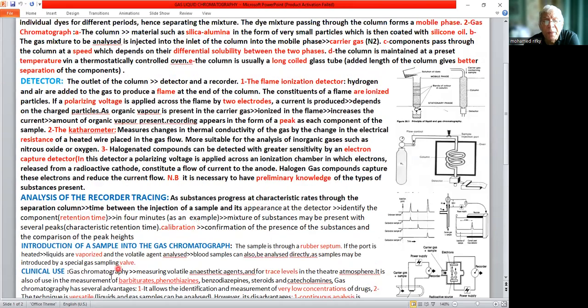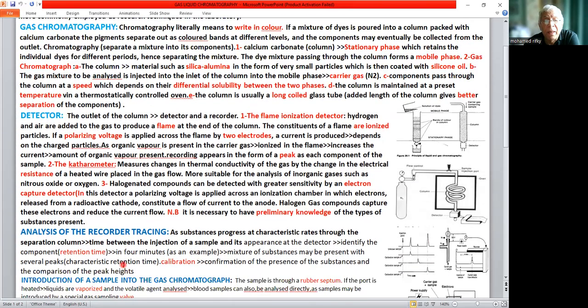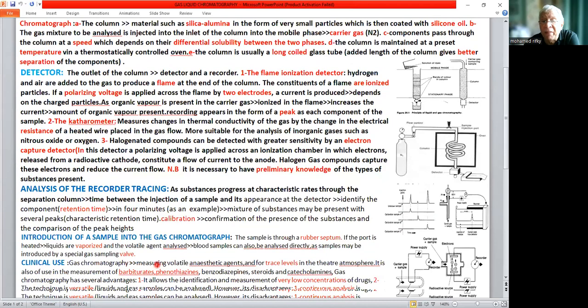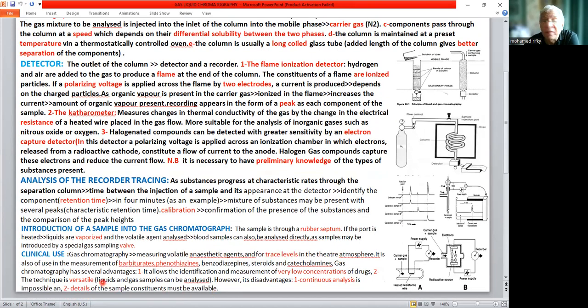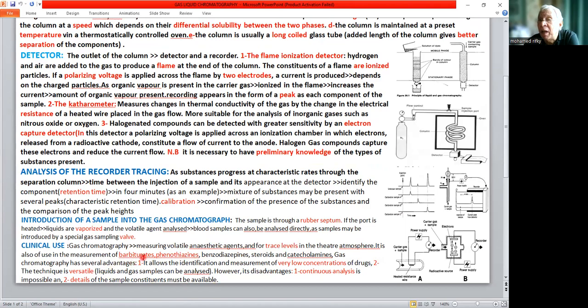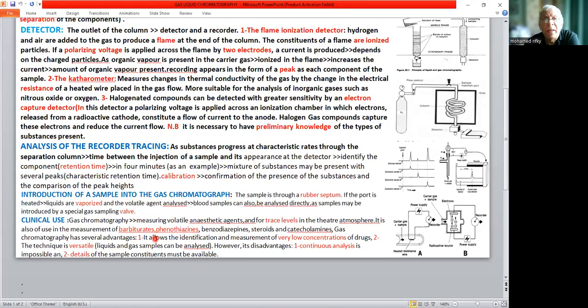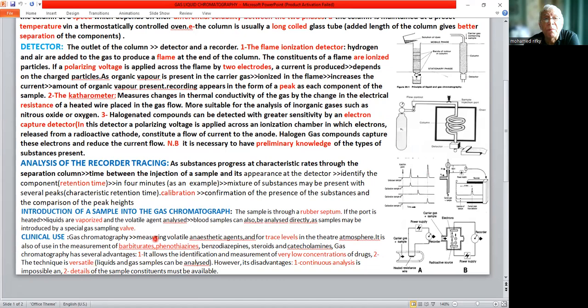The clinical advantage is that it can estimate the volatile anesthetic agent amount down to very trace levels. It is versatile. It can measure liquid and gas. The bad thing about it is that you cannot give a continuous analysis, and it is cumbersome. It is difficult to use in the theater, and you must have preliminary knowledge about the constituents of the mixture. Now we come to the mass spectrometer.